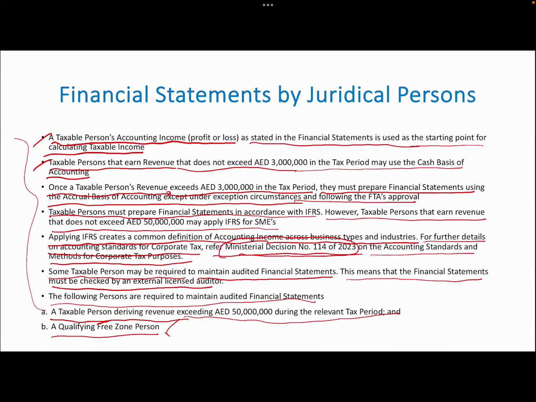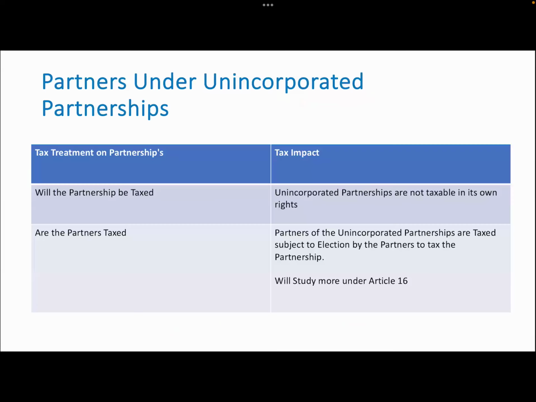And a qualifying free zone person, regardless of whether they make 50 million or not, so that means even if they make a revenue of 10 dirhams, they still need to maintain audited financial statements and follow full IFRS. Now let's go to the next slide.